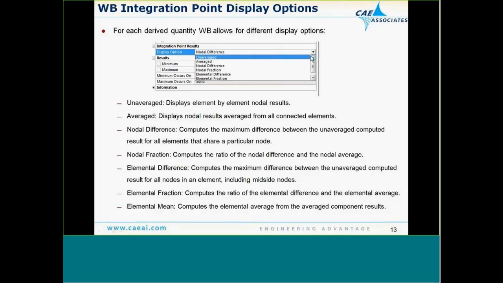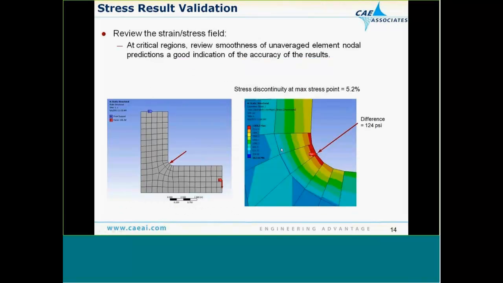So if we go in Workbench and we go under any display of stress or strain, we have a display option here. And the choices are unaveraged, average, nodal difference, nodal fraction, element difference, element fraction, or element mean. The default is averaged. So we are looking at, as I said, an average value at each node. That means somewhere, some value is actually higher than that. To get a better understanding, we should be reviewing not just the average results, but also the unaveraged results.